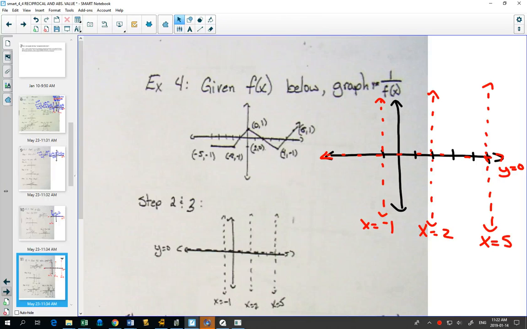Next, do we have some nice points? Yes, we do. What's going to happen to negative 5, negative 1? It's going to turn into negative 5, negative 1. What's going to happen to negative 2, negative 1? It's going to turn into negative 2, negative 1. What's going to happen to 0, 1? It's going to be 0, 1. What's going to happen to 4, negative 1? It's going to be 4, negative 1.